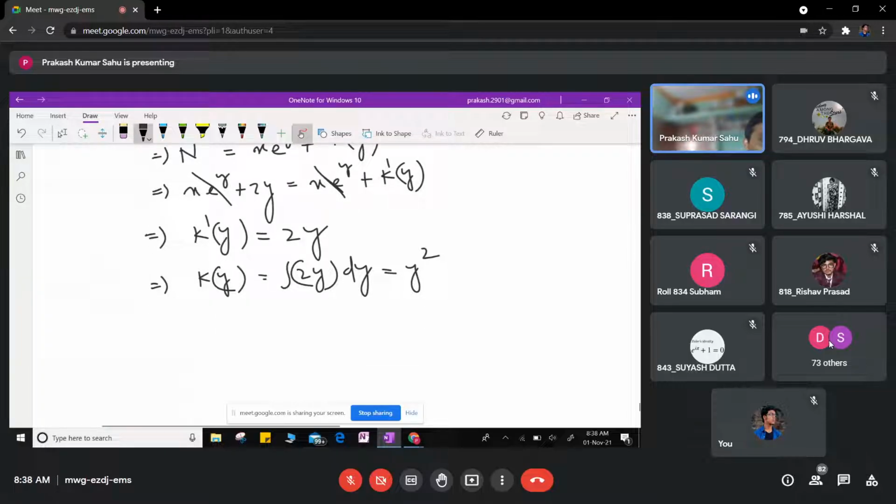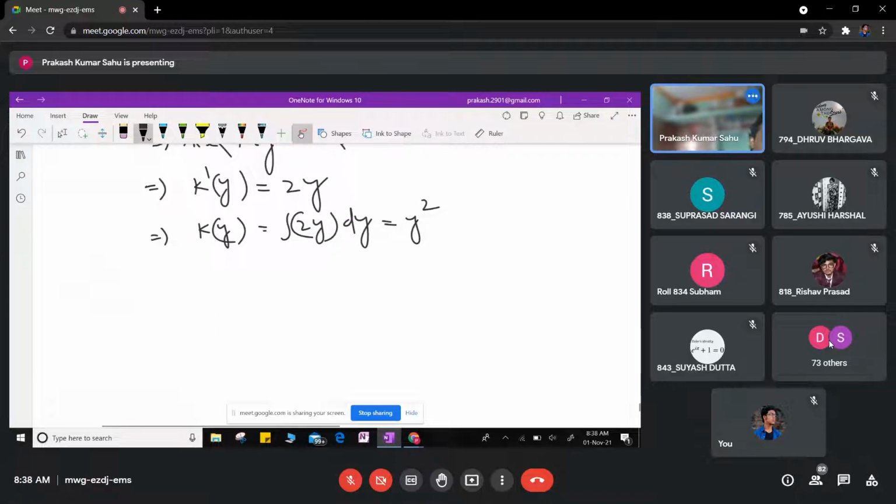So now again you substitute. If again you substitute, what is your f? Your f is equal to x into e to the power y plus y square.